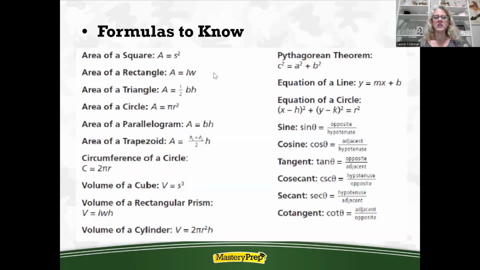Okay, some things you need to do. Make sure you bring along with you a calculator and that you memorize and know these formulas. This will be imperative in answering several of the questions on the exam.